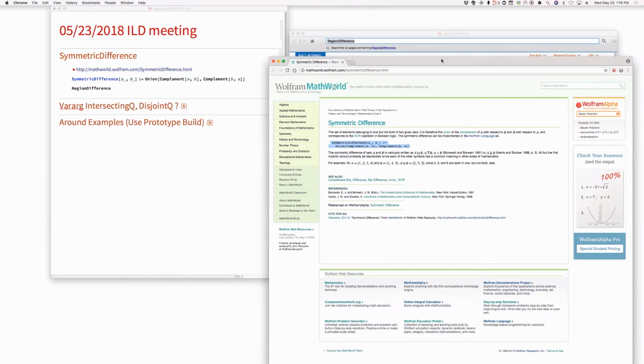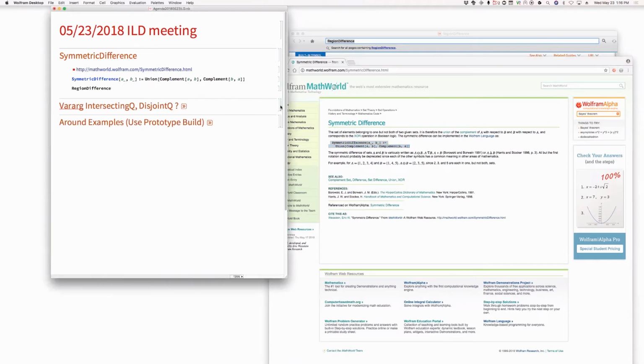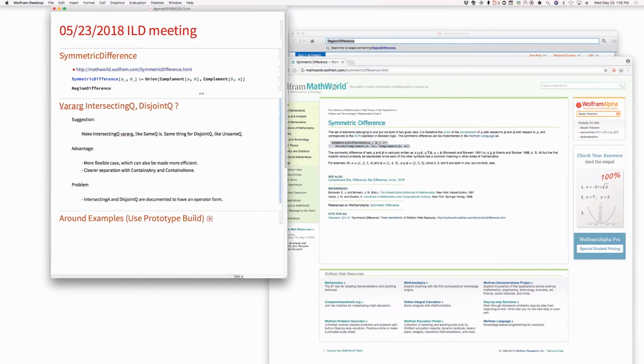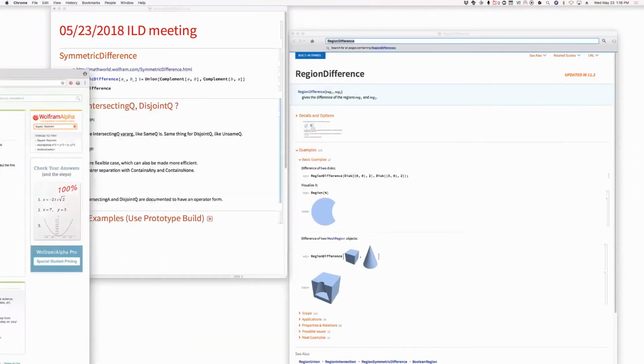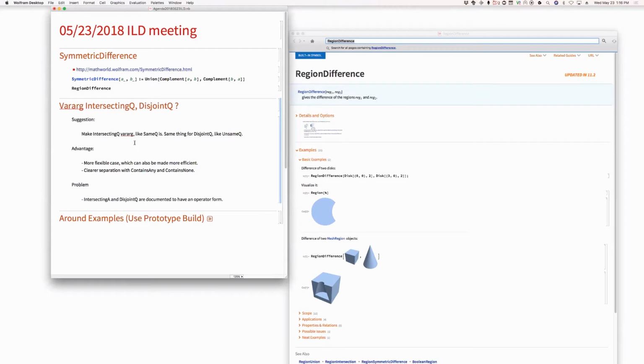Okay. So this is a suggestion from a user, which I think is a good suggestion. It is that we have intersecting Q and disjoint Q as functions of two arguments. And the user suggested that we could make them var arg, and then they would behave basically like same Q and unsame Q. So they would be comparing several lists at the same time. And this allows efficiency improvements.